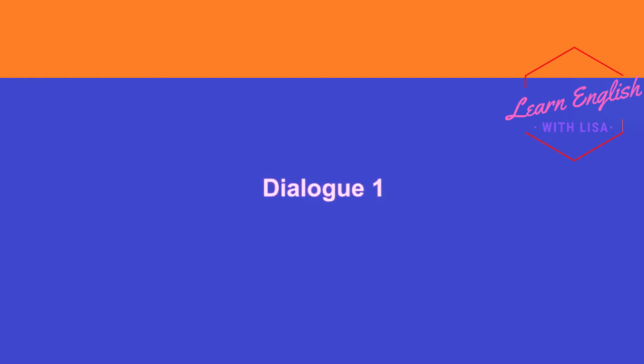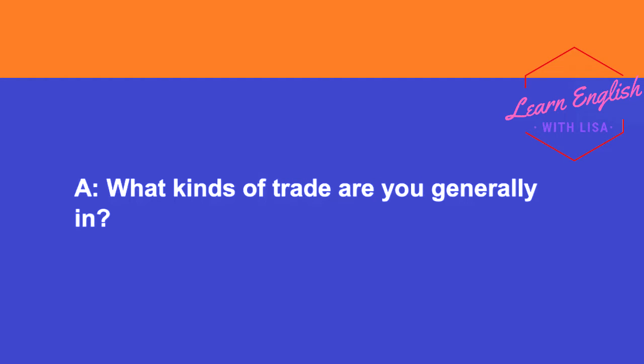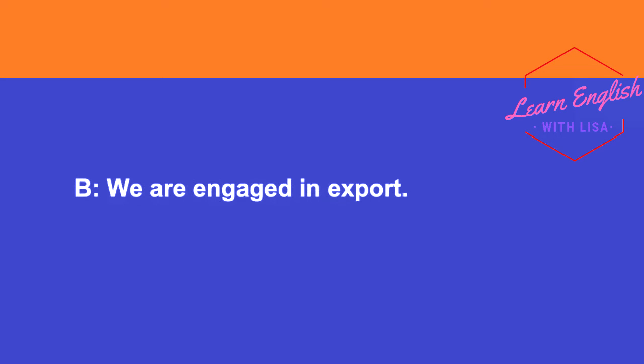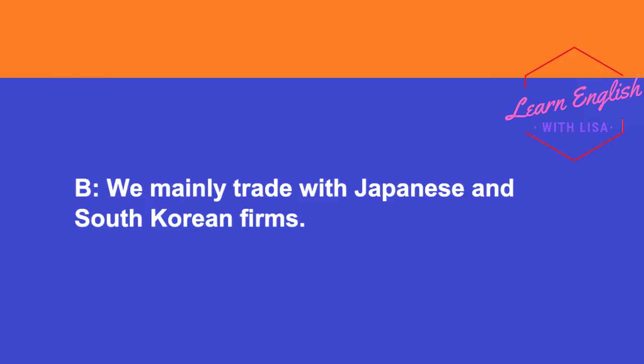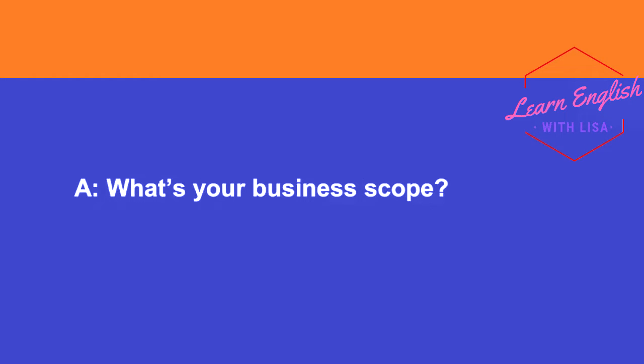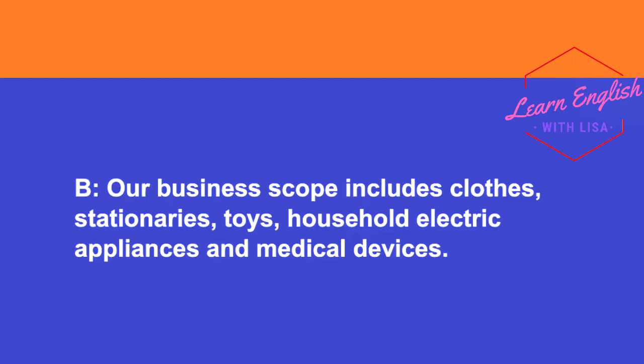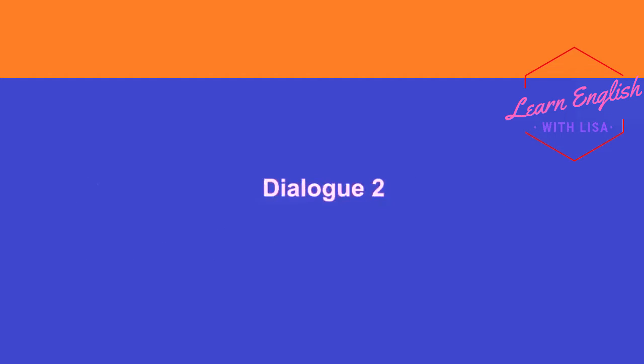Dialogue 1. What kinds of trade are you generally in? We are engaged in export. What countries do you trade with? We mainly trade with Japanese and South Korean firms. What's your business scope? Our business scope includes clothes, stationaries, toys, household electric appliances, and medical devices.